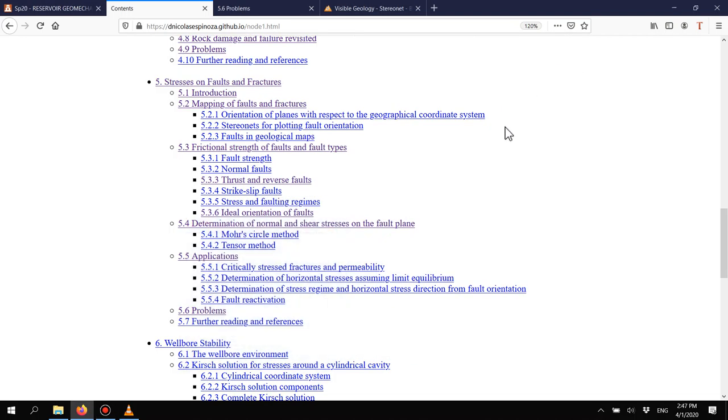All right, hello everyone, and welcome to another class of Geomechanics PG334. Today we're going to continue talking about faults, and we are going to go through the topic of ideal orientation of faults, and later to the determination of normal and shear stress on the fault plane when the fault may not be ideally oriented.